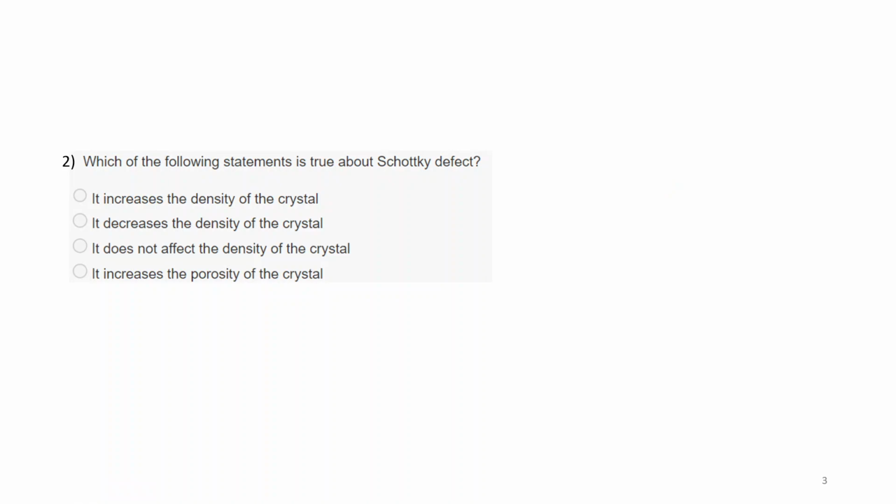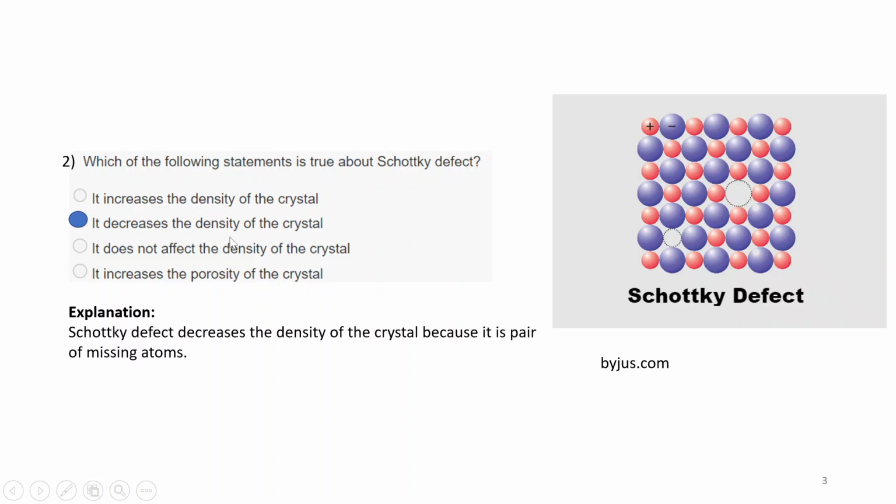The next question is, which of the following statements is true about the Schottky effect? Your options are, it increases density, decreases density, does not affect density, or increases porosity. Porosity is at the micro level, so that won't be possible by the Schottky effect. So this statement is completely false. Among the other statements, you know that the Schottky effect is a pair of missing atoms, so it decreases the density of the material. This is your Schottky effect.